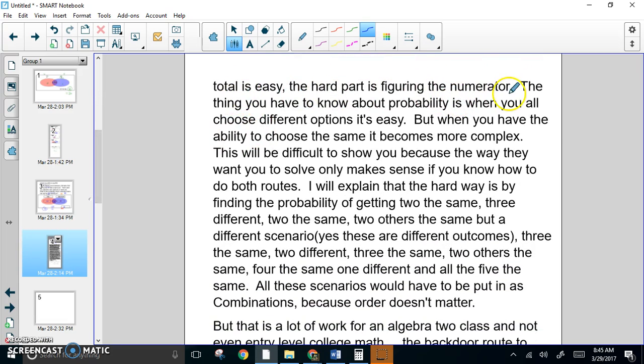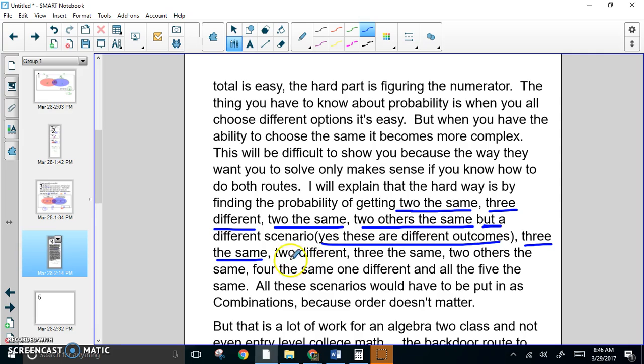Now, the total is easy. The hard part is figuring out the numerator. The thing you have to know about probability is when you all choose different options, it's easy. But when you have the ability to choose the same, it becomes more complex. This will be difficult to show you because the way they want you to solve only makes sense if you know how to do both routes. The hard way is finding the probability of getting 2 that are the same, 3 that are different, then 2 that are the same again with 2 others that are the same, but that's a different scenario. Yes, they are different outcomes.